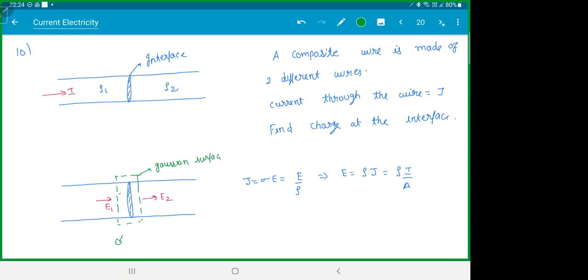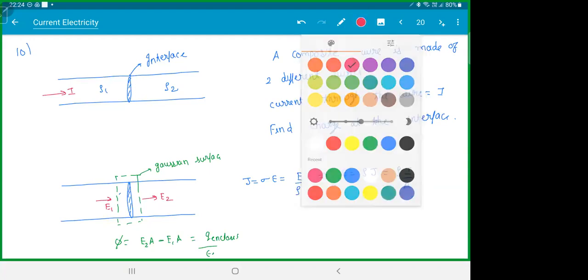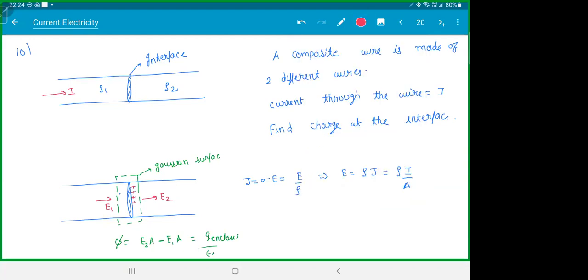So the flux through the Gaussian surface will be E2 into area, the field is going out, minus E1 into area, the field is entering, isn't it? This is the total flux. What is total flux equal to? Charge enclosed by epsilon. Meaning because of this, whatever charge is accumulated on the interface, we can calculate that value.